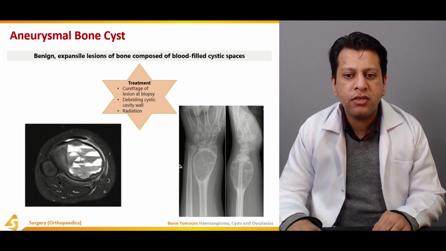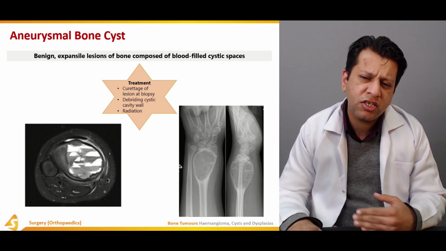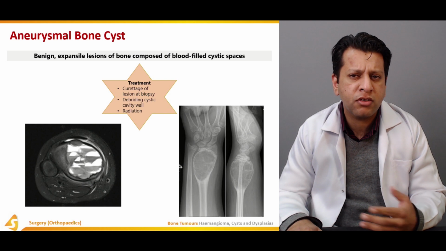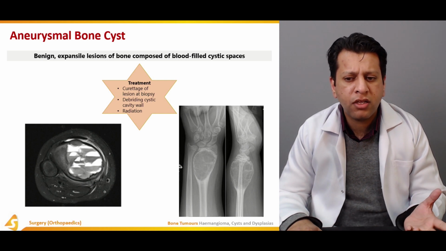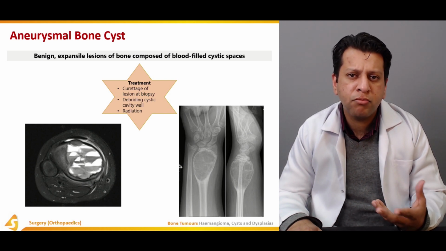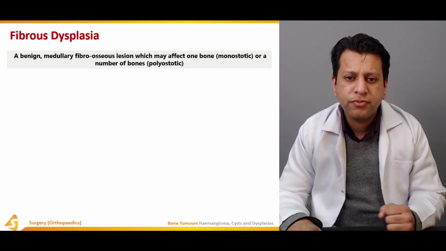Treatment is curettage of the lesion and biopsy, and usually radiation may be necessary, but mostly extended curettage and filling the cavity with bone graft and bone substitutes.